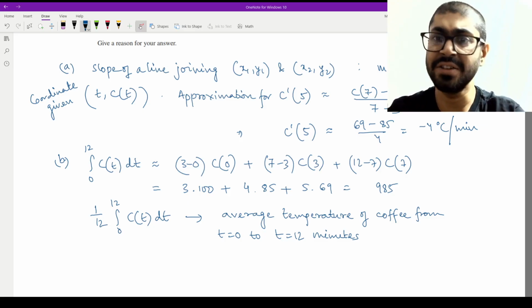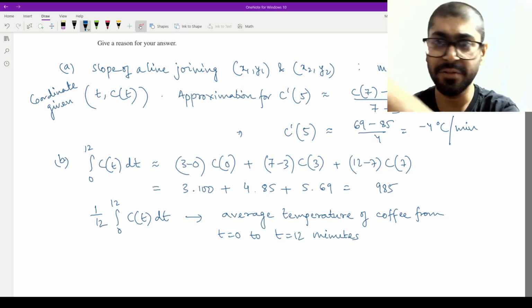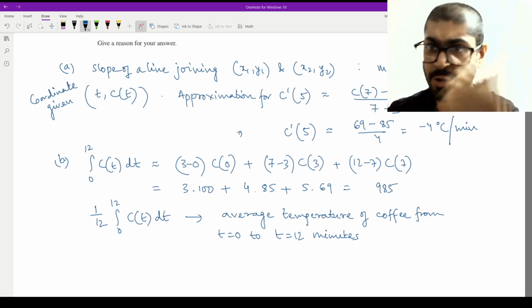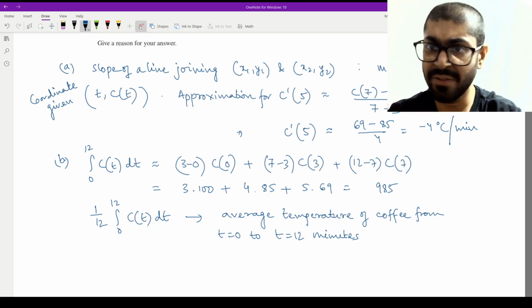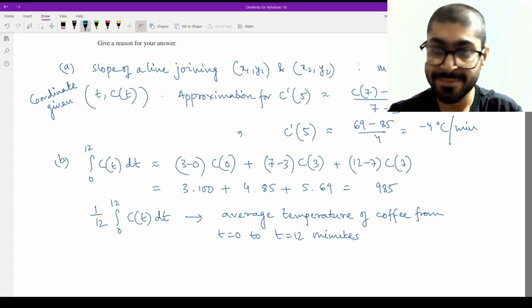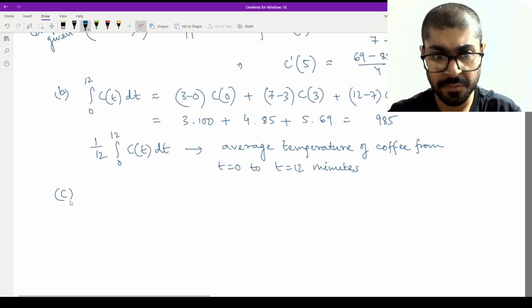Right? So this is the physical interpretation, because as we know, average is equal to the sum of the quantities divided by the count of the quantities. The count is 12, and the sum is the integral from 0 to 12 of C(t) dt, which we approximated by the Riemann sum. So you can calculate 985 by 12 and get the value if it was wanted. Here they have not asked you the value of the average, so we don't need to calculate it. Now next portion, there are 4 subparts. Let us go into the next subpart.